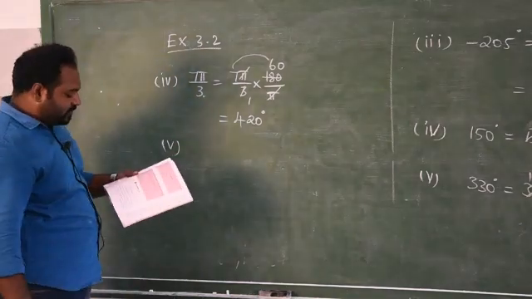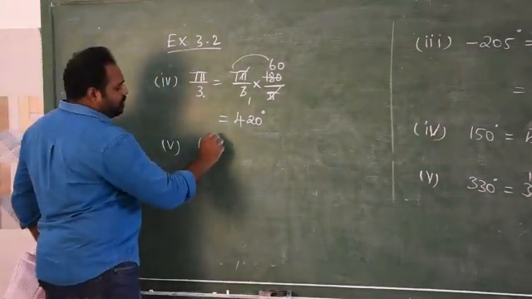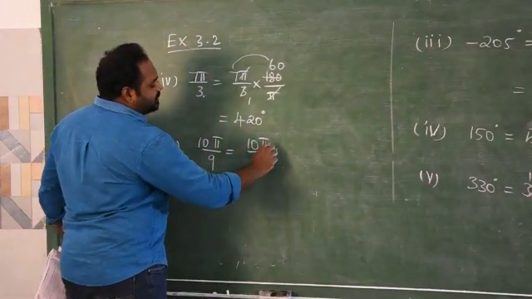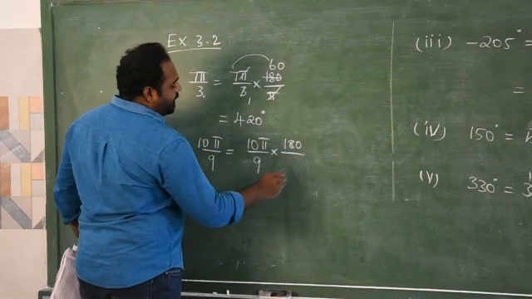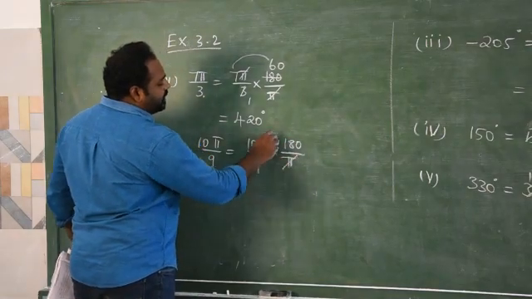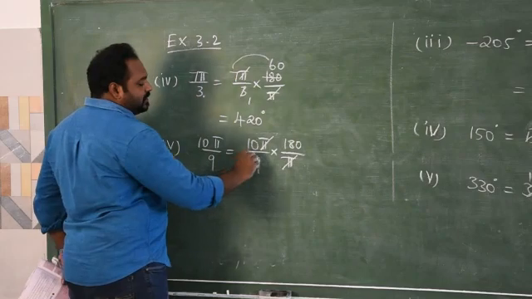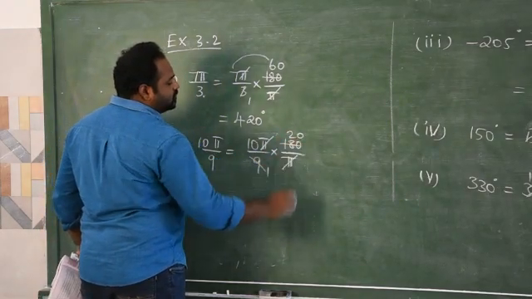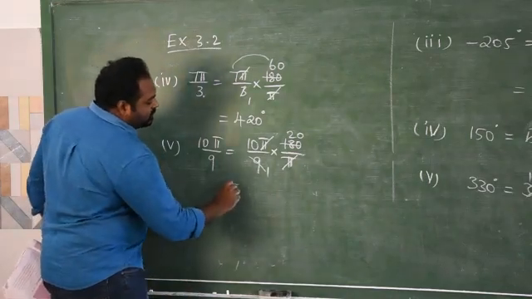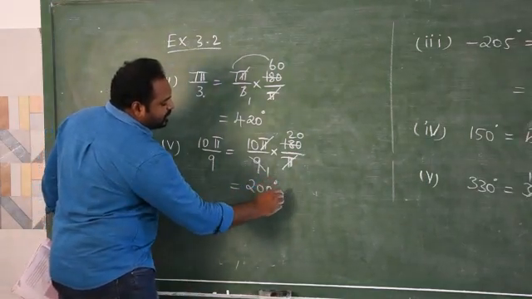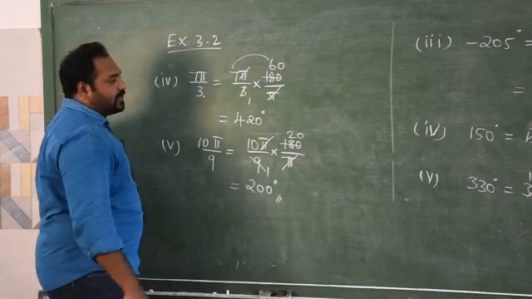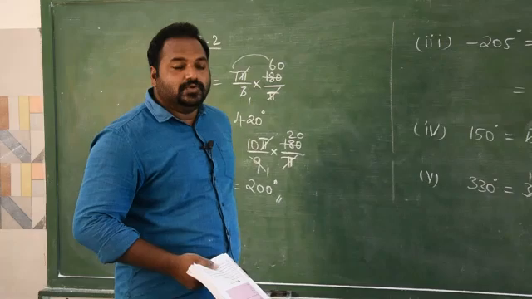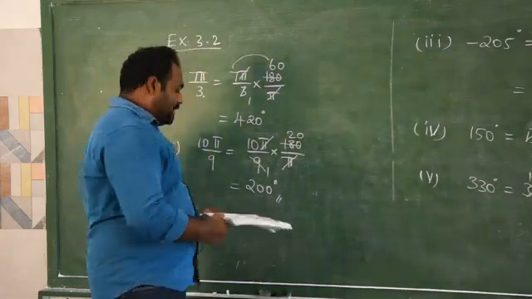Next, problem number 5. 10 pi by 9 equal to 10 pi by 9 into 180 by pi. So as usual, pi will be cancelled. Here 9 ones are 9, 9 twos are 18, 20 times. So here 200 degree. So now we have understood how to convert degree to radian and radian to degree.